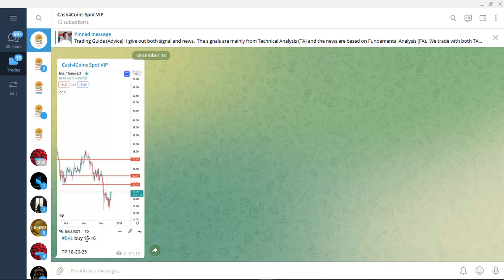We are going to buy between 15 to 16 USDT, and then the take profit is going to be between 18 to 25 USDT. So we are buying low and selling high. That's basically the concept of spot trading. So let's search for BAL, and we target to buy between this price and also to sell between this price.